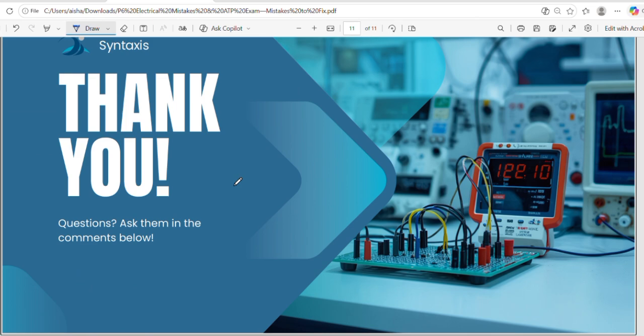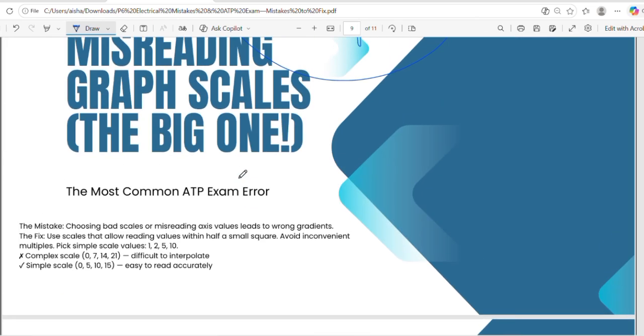And also, choosing bad scales or misreading axis values leads to wrong gradients. Use scales that allow reading values within half a small square. Avoid inconvenient multiples. Pick simple scale values like 1, 2, 5, 10. Don't pick complex ones like 0, 7, 14, 21. Choose simple ones like 0, 5, 10, 15.